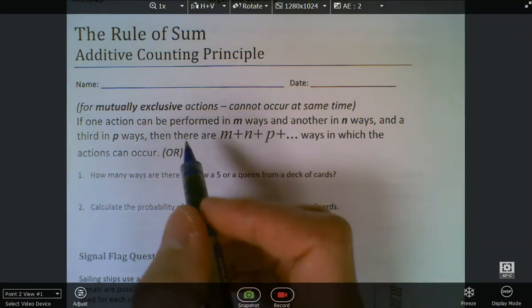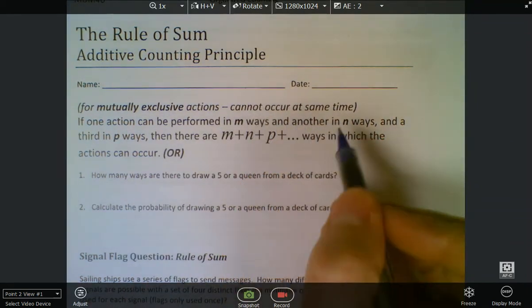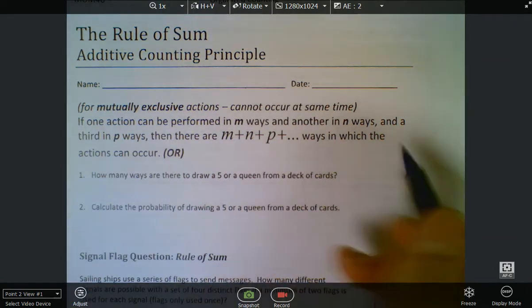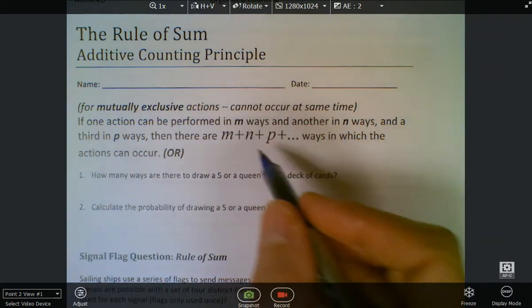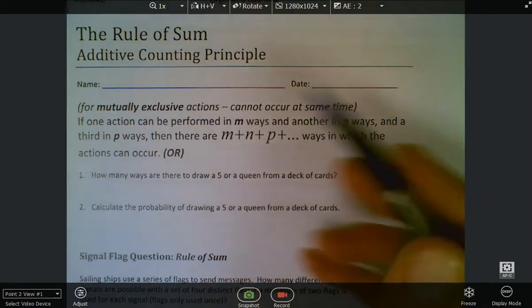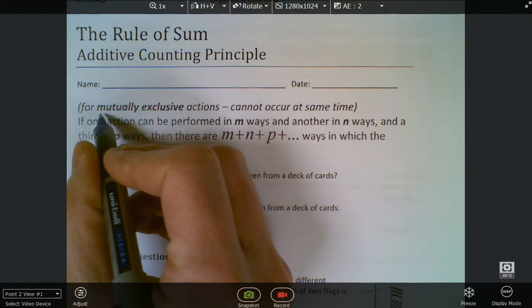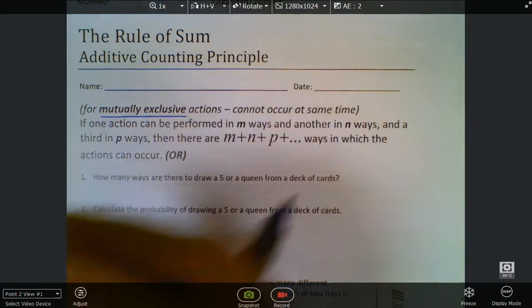So for mutually exclusive actions, remember, these are actions that cannot occur at the same time. If one action could be performed in m ways and another in n ways and another in a third in p ways, then you simply add up the different ways that it can happen to get the total. Now, whenever we talk about mutually exclusive events, right, and we think about a Venn diagram, they don't overlap.